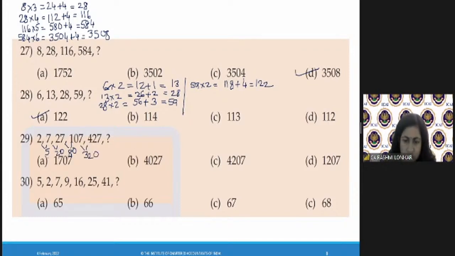Can you see in the next layer? 5 fours are 20, 20 fours are 80, 80 fours are 320. So 320 fours are how much? 320 into 4 is 1280. Okay, so this will be 1280. So you will have 1280 here.